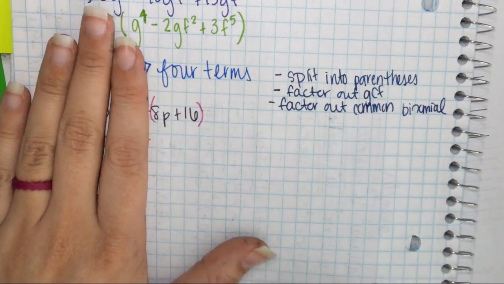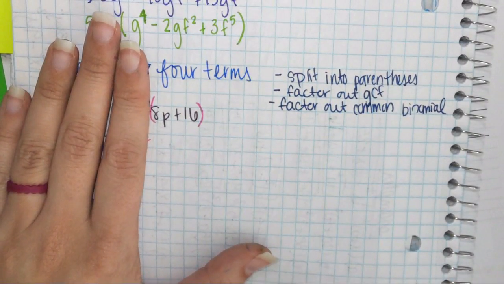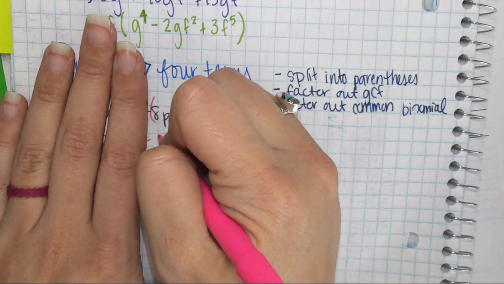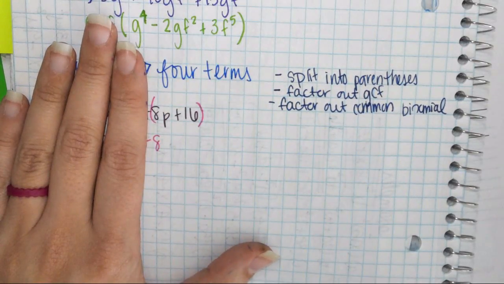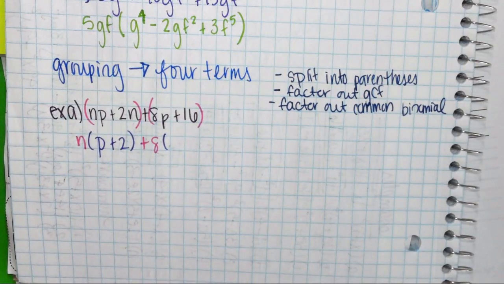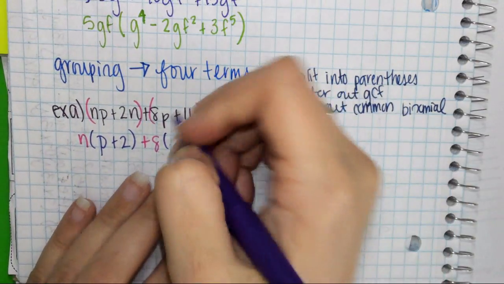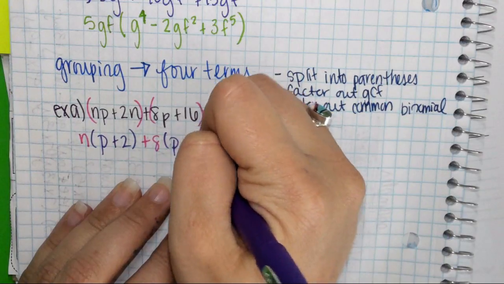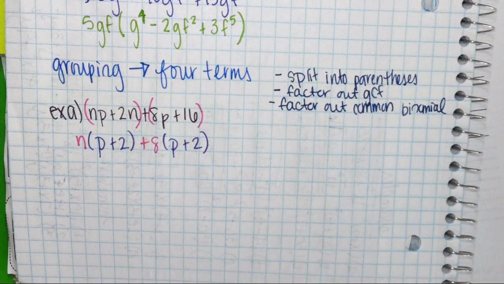Now, look at the second set of parentheses. What do those two have in common? 8. So I'm going to factor out an 8. And what mathematical operation is factoring? Division. Alright, now, what is 8p divided by 8? P plus 2. Now, are the parentheses the same?